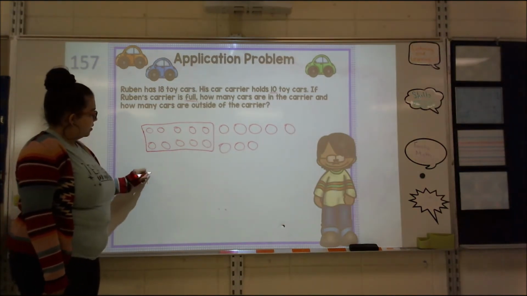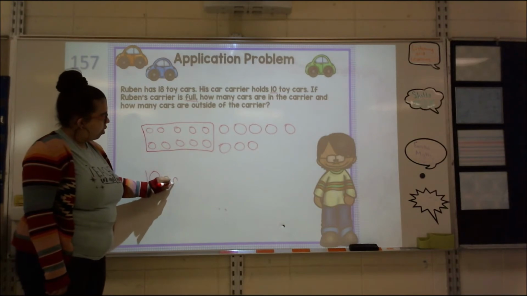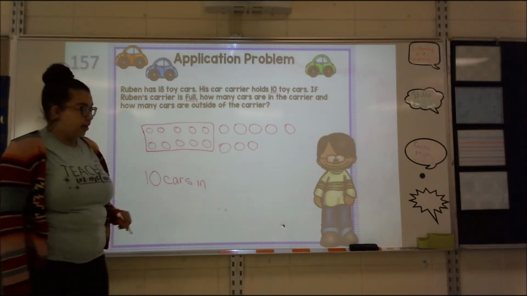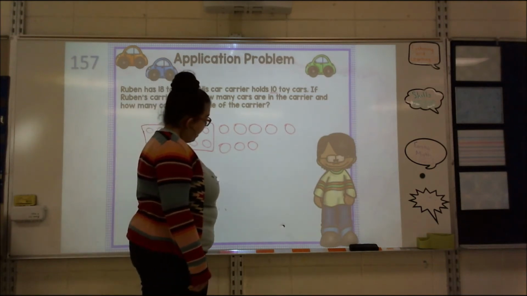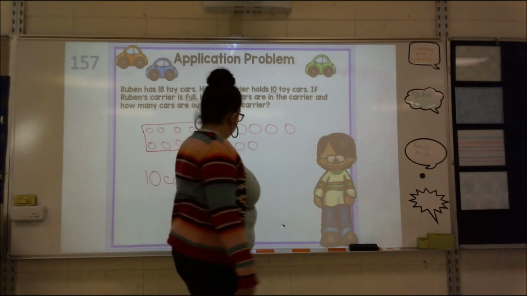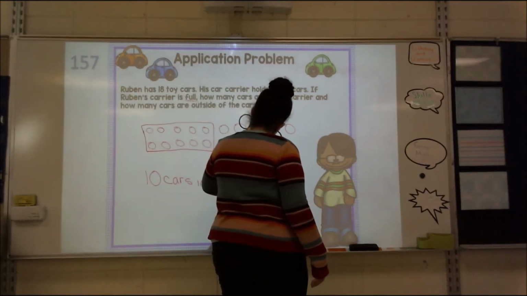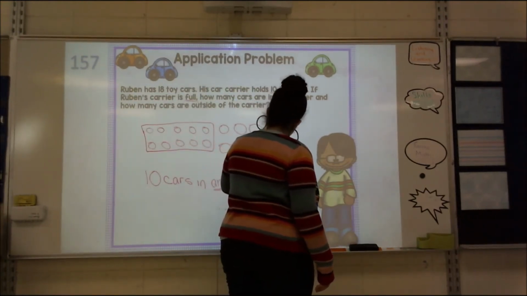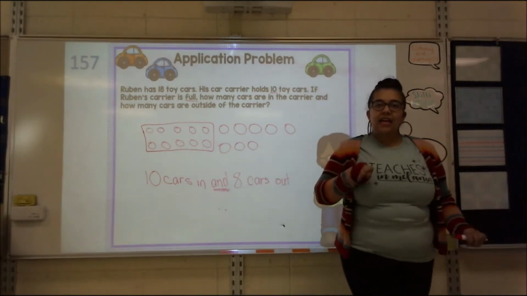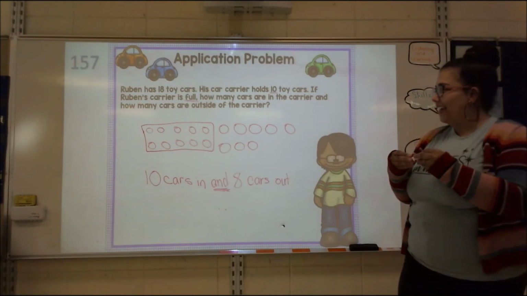So 10 cars in, and 2 parts, 8 cars out. So 10 cars in and 8 cars out. All right, good job, guys.